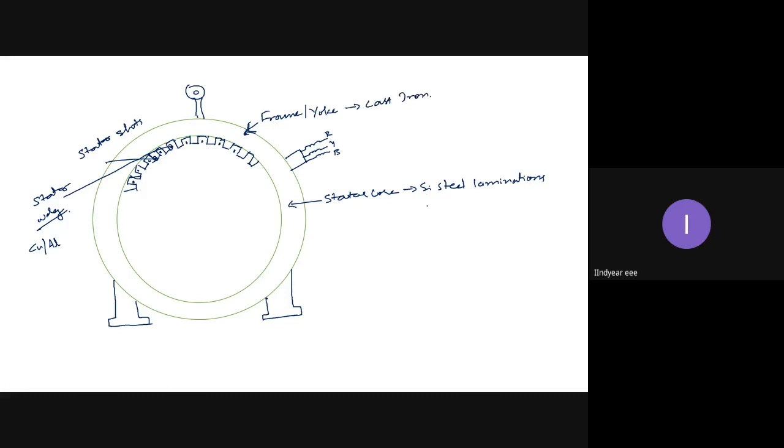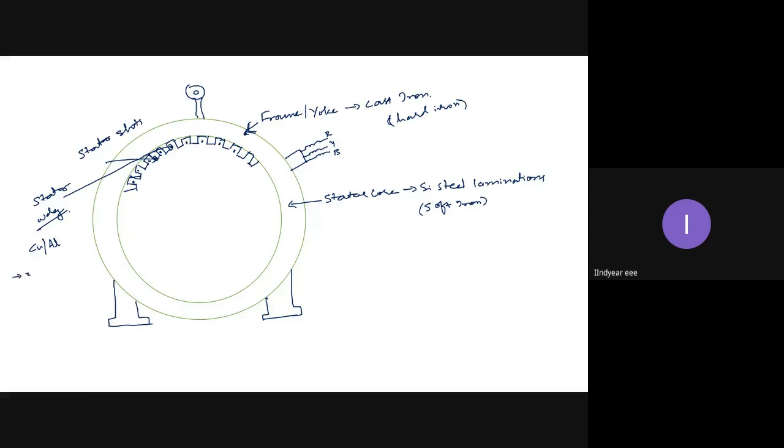So silicon steel is a soft steel, a soft iron, whereas cast iron is hard, very hard and brittle, so that the outer cover or yoke will protect the inner part of the motor from external impact. If there are any mechanical external impacts, it will protect. Now this stator winding is using aluminium or copper.